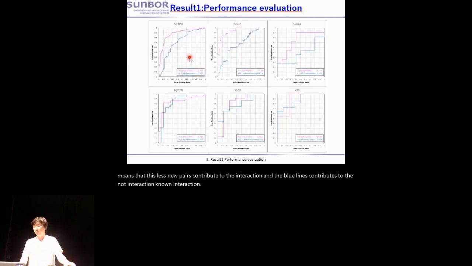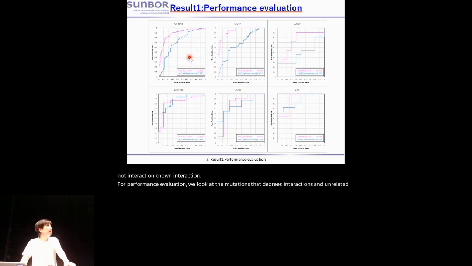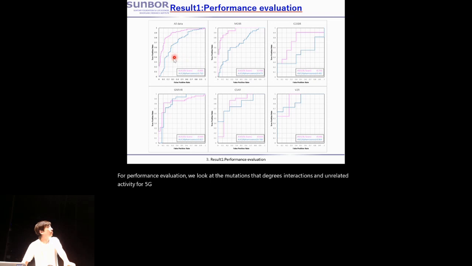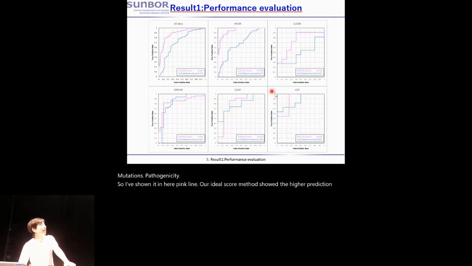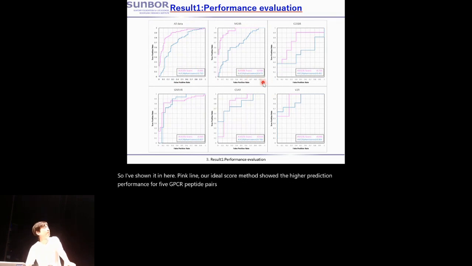For performance evaluation, we looked at mutations that degrade interactions and affect receptor activity for 5 GPCRs. I compared the prediction performance with AlphaMissense, which predicts mutation pathogenicity. As shown here, the pink line, our ideal score method, showed higher prediction performance for 5 GPCR peptide pairs than that of AlphaMissense.